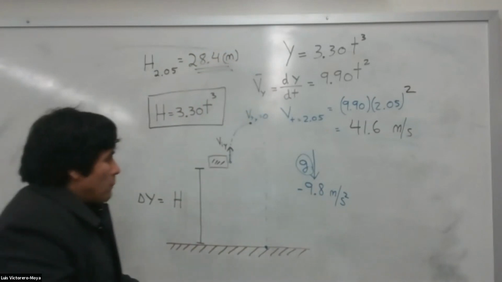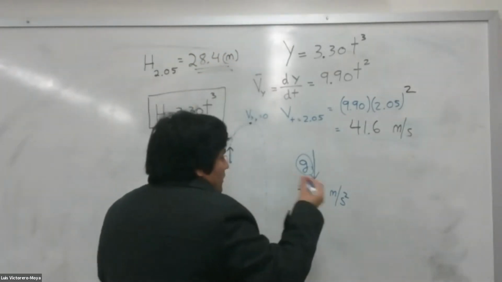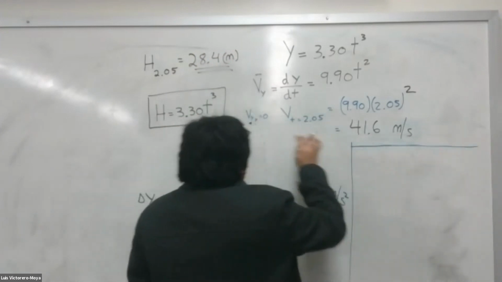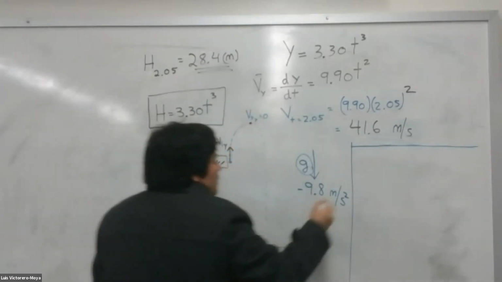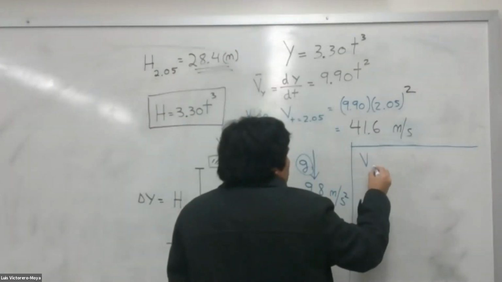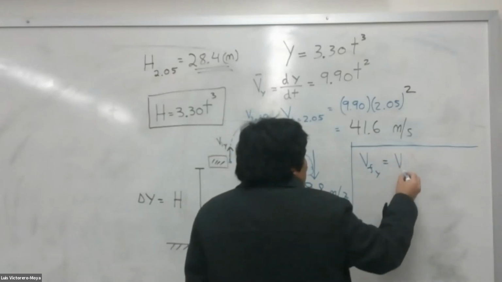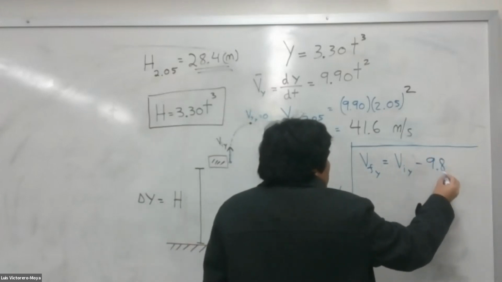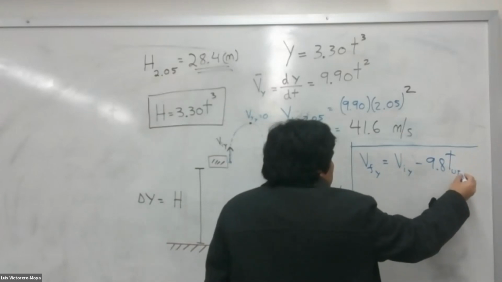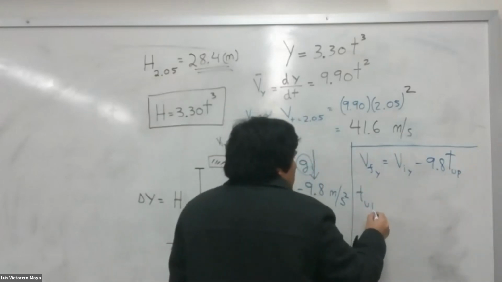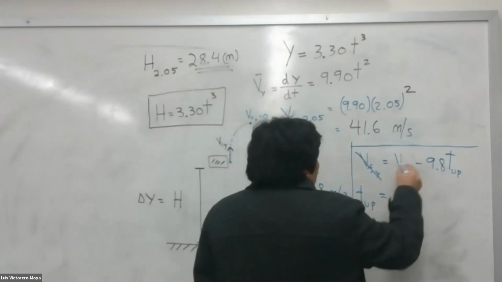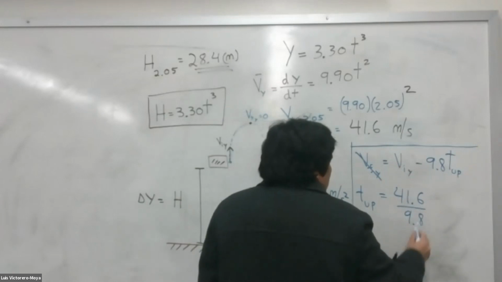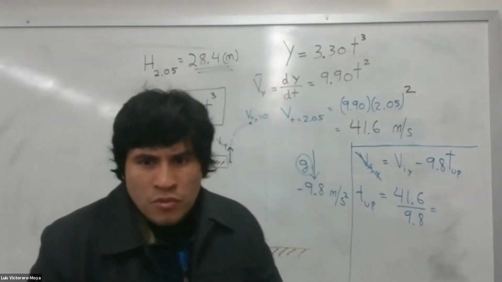To find the time going up, I use my equation. Now we know gravity is constant, right? So we can use the equations of motion. I have v final on y equals v initial on y, plus, but with this minus, 9.8 times the time to go up. So the time to go up: 0 is equal to 41.6 minus 9.8 t, so t is 41.6 divided by 9.8. That should give you approximately 4 something.